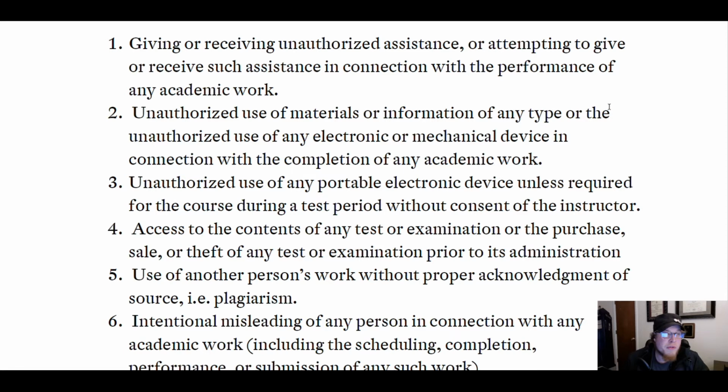Okay, you get unauthorized aid. So I say open book, but you go, you know what? This person did a quiz a couple of years ago. Let's see how similar it could be. Not a good idea. And I can recognize that, I think, more easily than some people give me credit for.